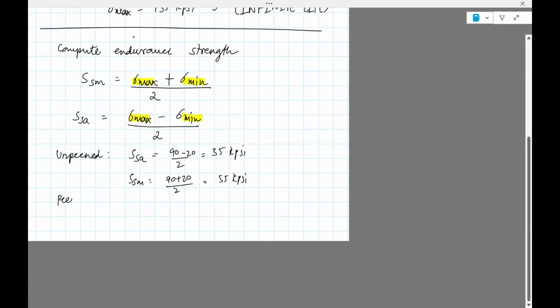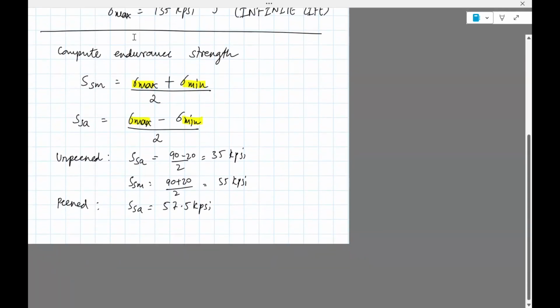Similarly for peened, SSA, and I won't do this here, you can check it, is 57.5 kpsi. We use a max of 135, min of 20, and then SSM equals 77.5 kpsi. You could also have this in MPa. I'll just put it down, in case your problem is in SI units, this is what you'll use.